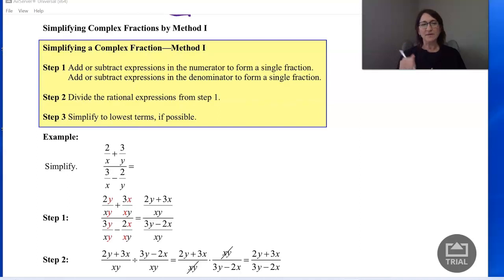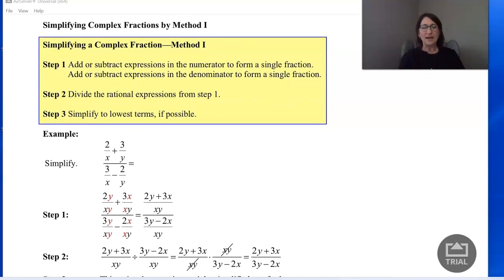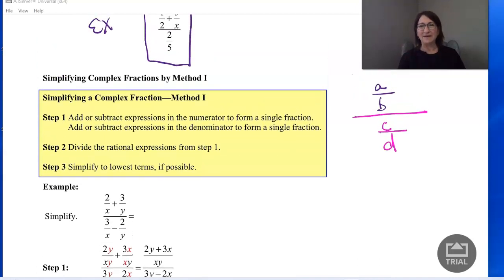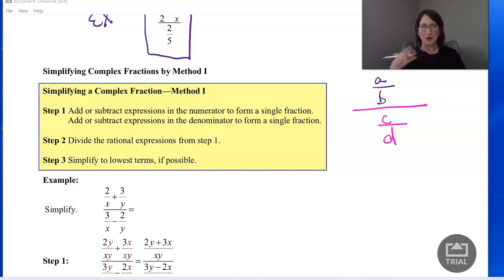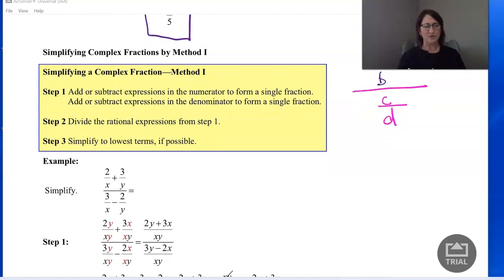The first method that we are going to learn is where we're going to take our complex fraction and put it in a format so that we will have a single fraction over another fraction. And then once we have that format, we are able to go ahead and finish simplifying that expression. Okay. So let's go ahead and figure out how we do this.